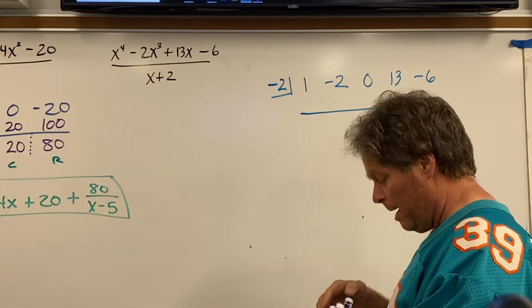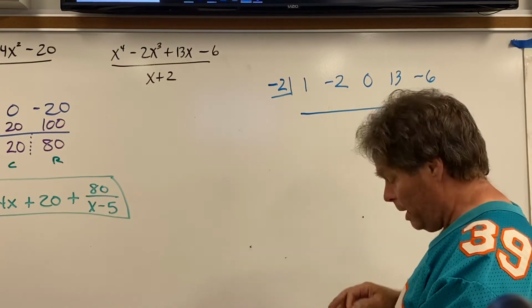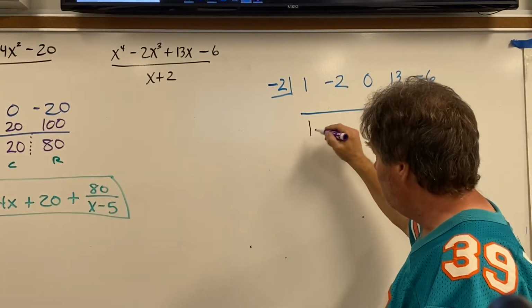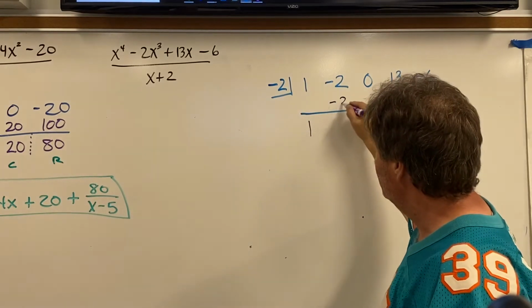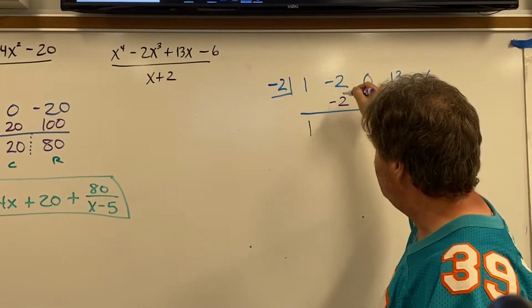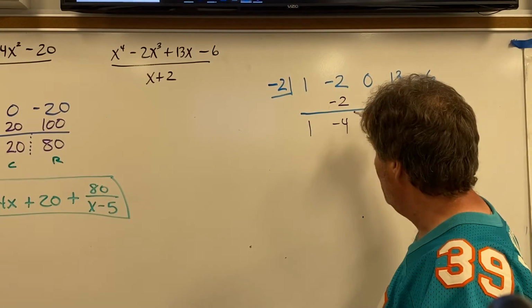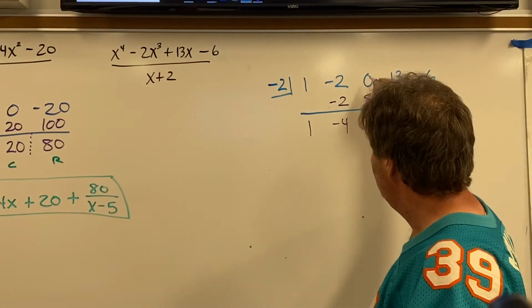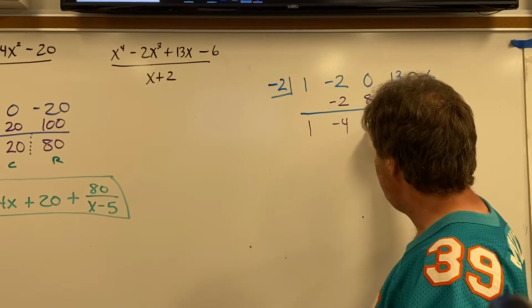Okay, now bring down this number below the line. 1. Multiply. -2. Add those together. -2 and -2 is -4. Multiply. -4 times -2 is +8. This plus this is 8.